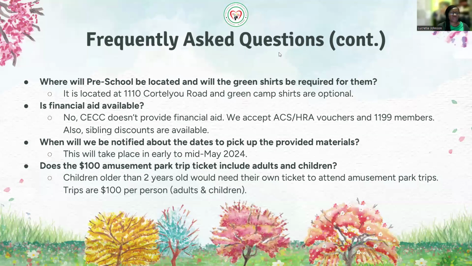Does the $100 amusement park trip ticket include adults and children? Children older than 2 years old would need their own ticket to attend. And of course, parents, you will have to pay. So it's like $100 per person. Once your child or you are occupying a seat, that seat is considered, you will pay for that seat in the bus. And of course, you're paying for when you go onto the trip. So it's going to be $100 per person.